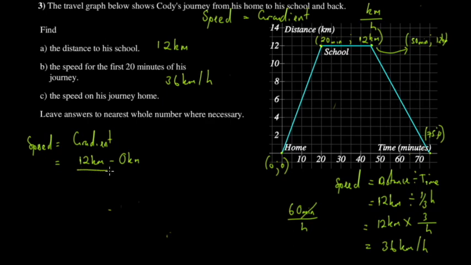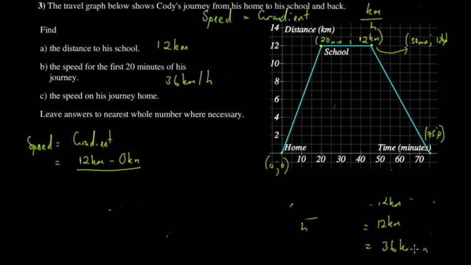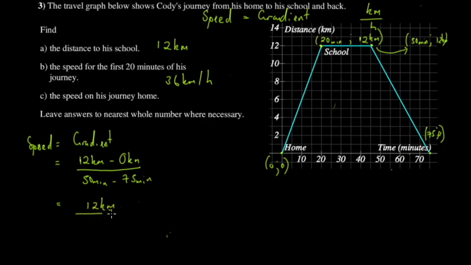Since they just want the speed here, you can get it as negative, but then you'd have to take the positive of that negative. We'll actually do it using the negative. So we start with 12 minus 0, and then 50 minutes minus 75 minutes. So we get 12 kilometers divided by negative 25 minutes.